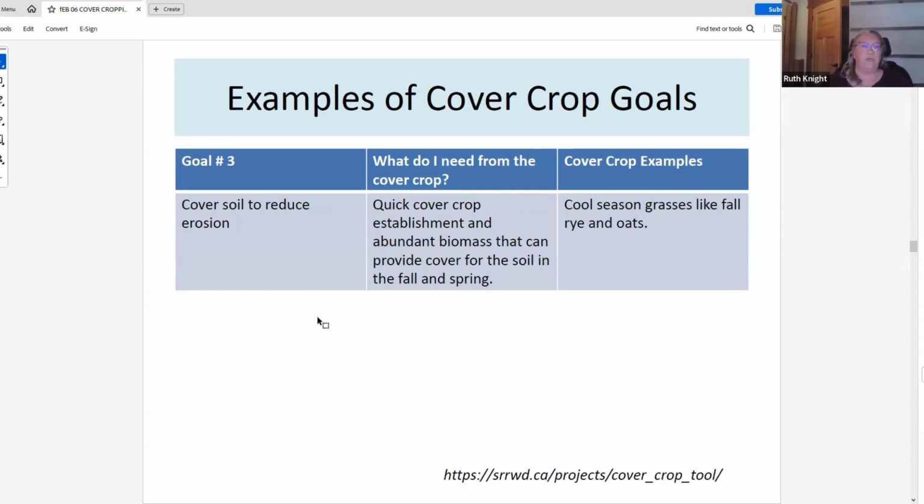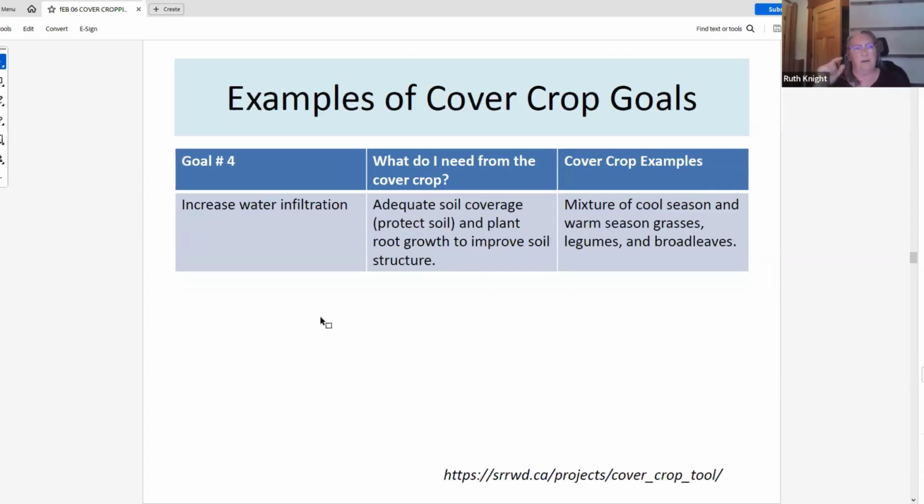So if you're looking to reduce erosion, generally you're wanting to look for a cover crop that has quick establishment and abundant biomass that can provide cover for the soil in the periods of time like fall or spring where the crop is not growing. And generally the cool season grasses like rye or oats are really good candidates for being able to provide that.